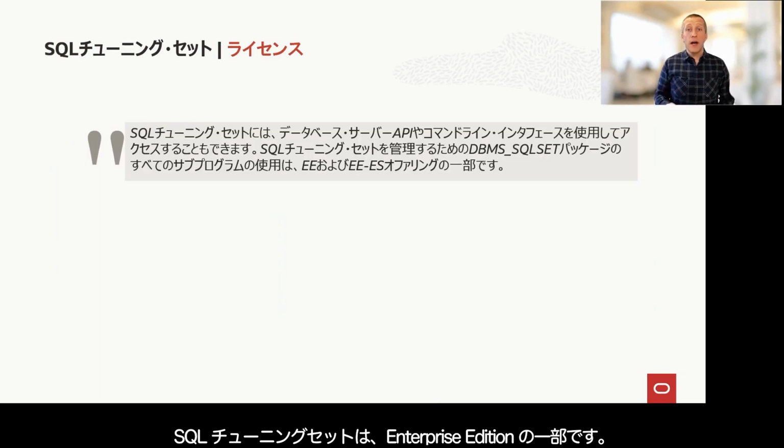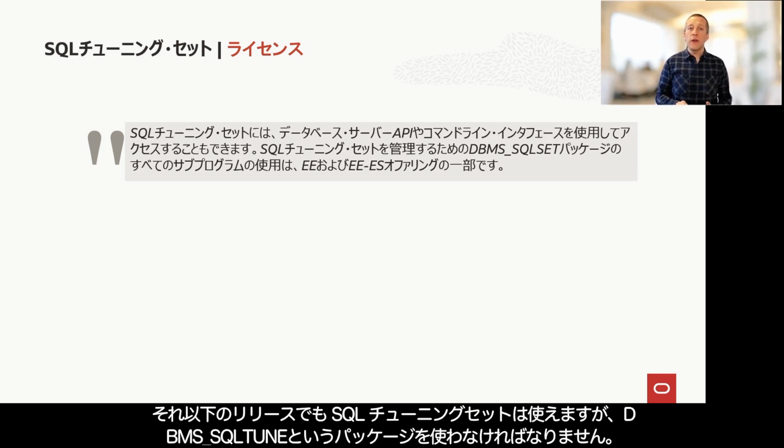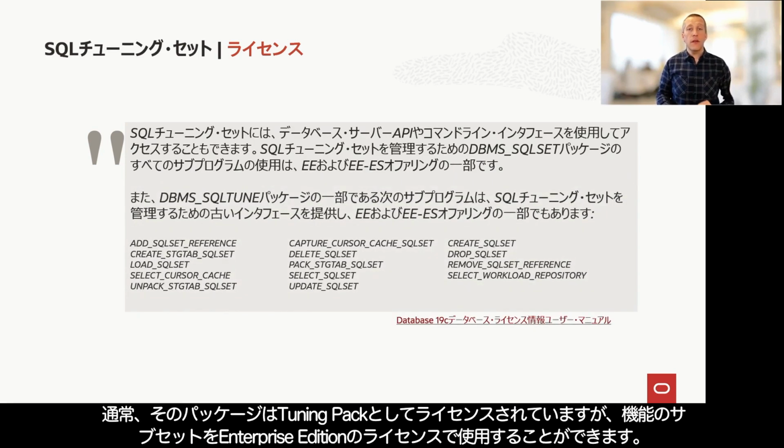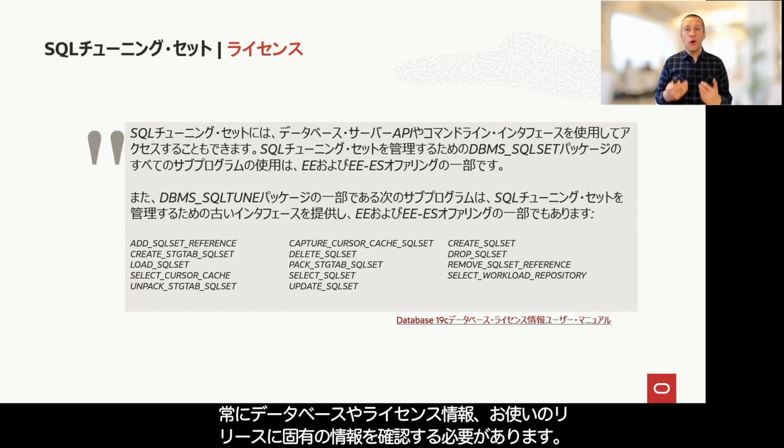SQL tuning sets are part of Enterprise Edition. You access SQL tuning sets via the package DBMS_SQLSET, but it was added in database 18c. In lower releases, you can still use SQL tuning sets, but you have to use the package DBMS_SQLTUNE. Now, normally that package is licensed in the tuning pack, but you are allowed to use a subset of the functionality with your Enterprise Edition license. But we are not license experts, we're not sales people, so you should always consult your database license information for specific information to your release.